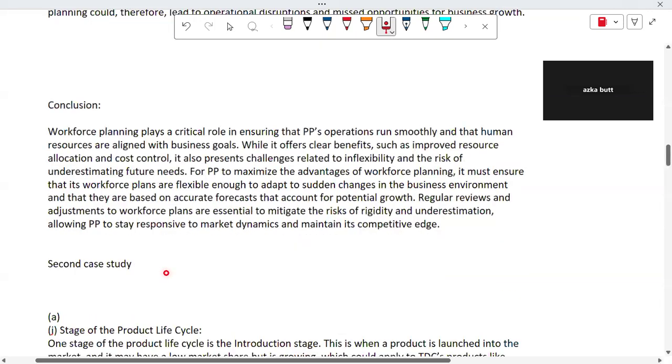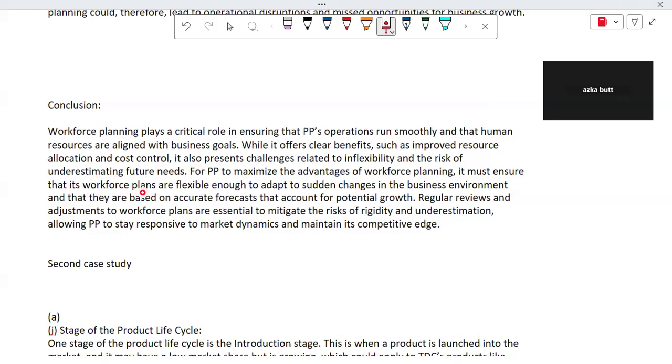Now, what's the conclusion? Workforce planning plays a critical role in ensuring that PP's operation runs smoothly and that human resources are aligned with the business goals. While it offers clear benefits such as improved resource allocation and cost control, it also presents challenges related to flexibility and the risk of underestimating future needs. For PP to maximize the advantage of workforce planning, it must ensure that its workforce, like in conclusion, you should balance the arguments and you can also write the suggestion.